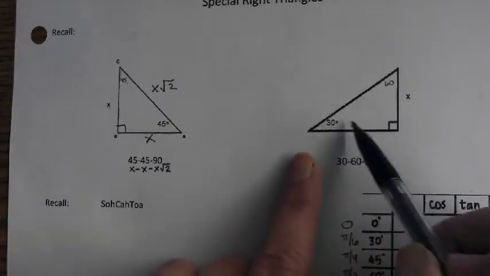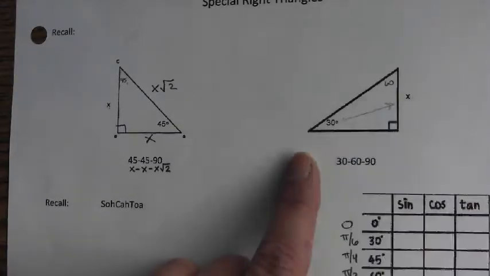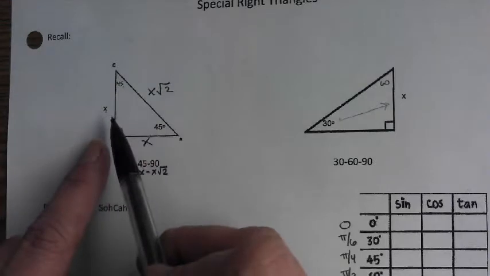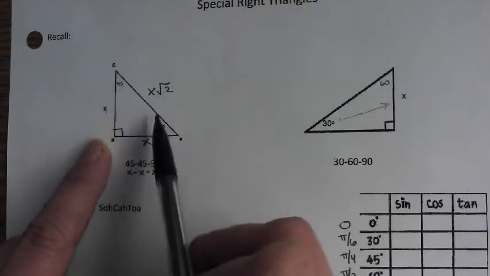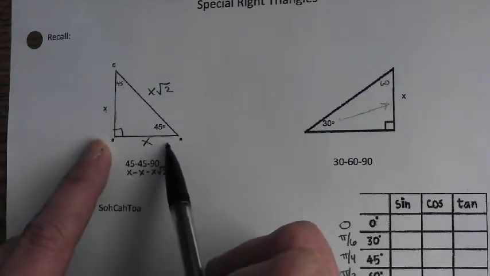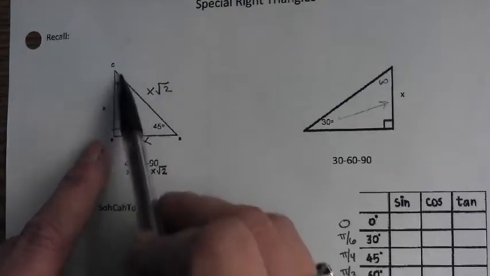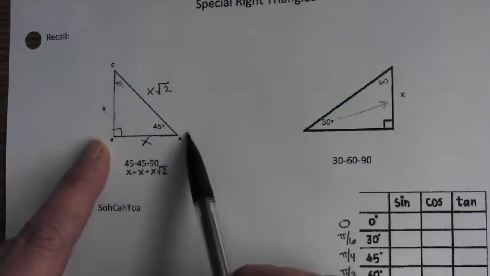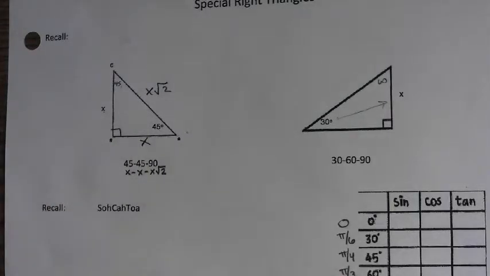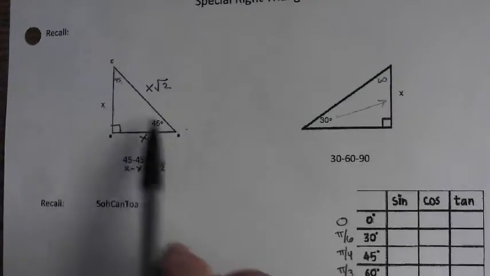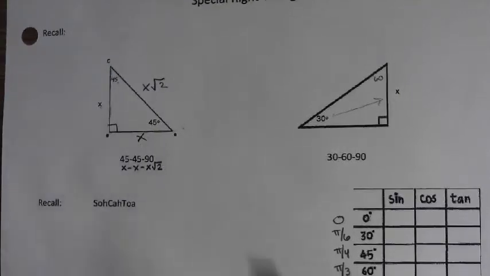Now in a 30, 60, 90, the smallest side is x. By the way, that's always the smallest side in the 45, 45, 90 as well, right? How do we know this is smaller than this? In a right triangle, what's always the longest side? Hypotenuse. So this has to be smallest, right?